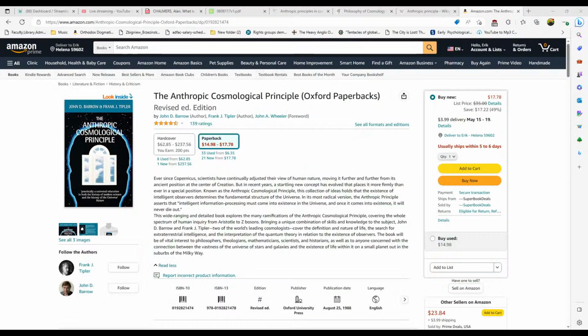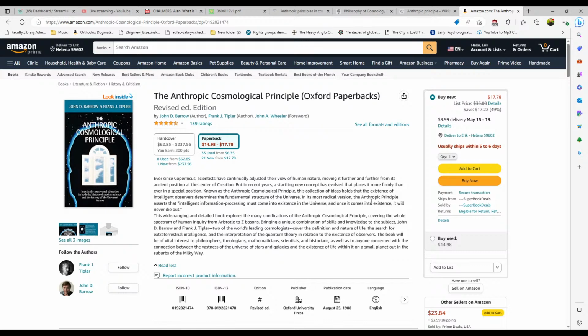In fact, we talked about the cosmological anthropic principle, with Tipler and Barrow's book, The Anthropic Cosmological Principle. I'm going to read the blurb so it's super exciting for you. Ever since Copernicus, scientists have continually adjusted their view of human nature, moving it further and further from its ancient position at the center of creation. But in recent years, a startling new concept has evolved that places it more firmly than ever in a special position, known as the Anthropic Cosmological Principle. This collection of ideas holds that the existence of intelligent observers determines the fundamental structure of the universe.